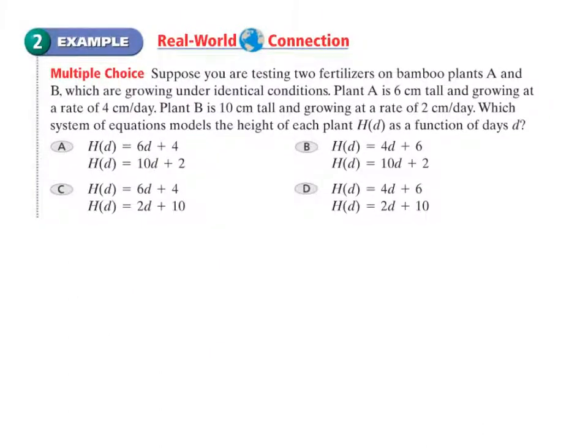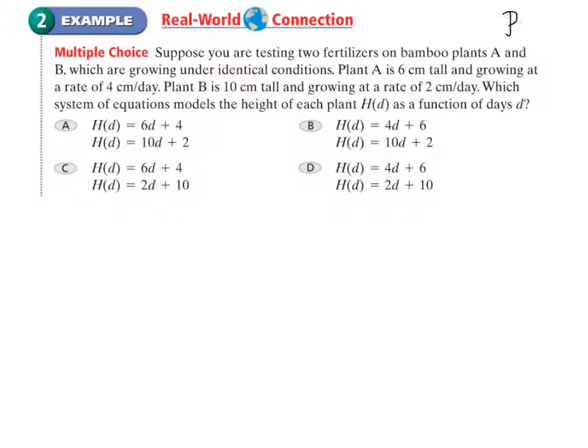Example 2 is on page 375 in your book. You do not have to copy this entire thing down, but I do want you to write down example 2 and the answer. Suppose you are testing 2 fertilizers on bamboo plants A and B, which are growing under identical conditions. Plant A is 6 centimeters tall, growing at a rate of 4 centimeters per day. Plant B is 10 centimeters tall and growing at a rate of 2 centimeters per day. Which system of equations models the height of each plant, h of d, as a function of the days?